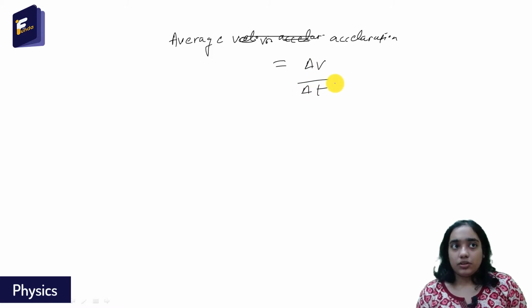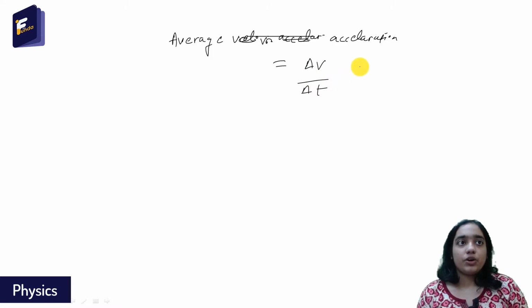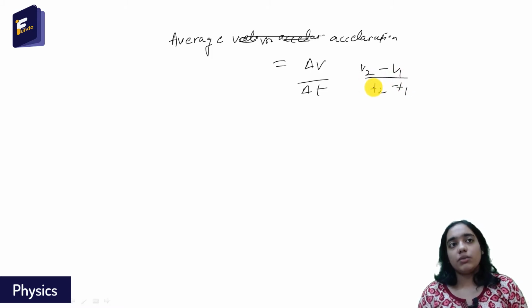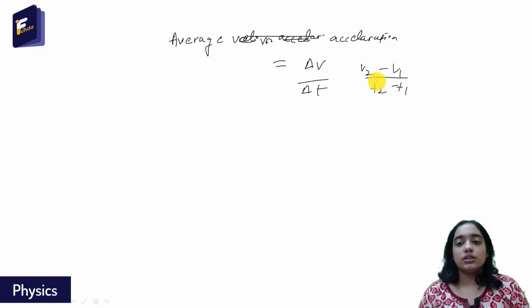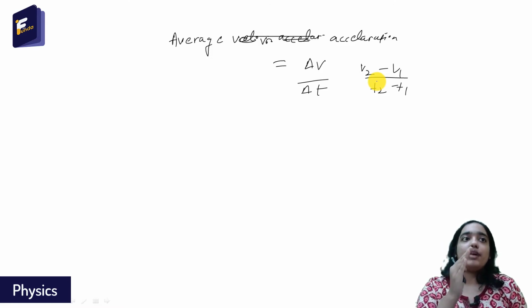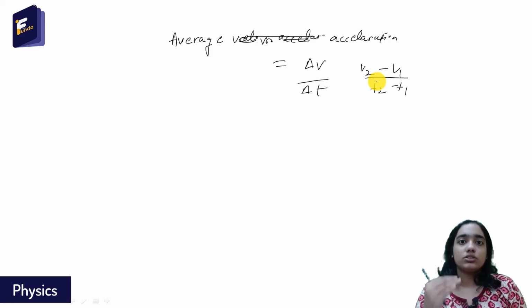Average acceleration is equal to change in velocity by change in time. Suppose velocity at some point of time t2 is v2, and at t1 it is v1, so it will be v2 minus v1 by t2 minus t1. So this is the average acceleration of the particle. We can relate this to the formula of average velocity, that is delta x by delta t. Similarly, the average acceleration is delta v by delta t.